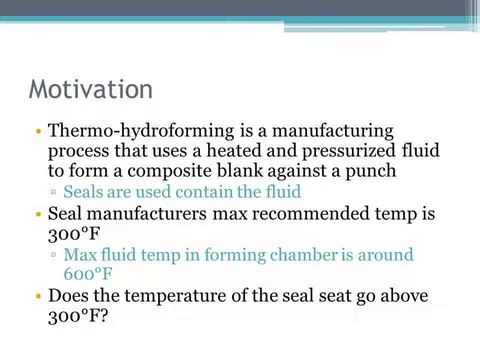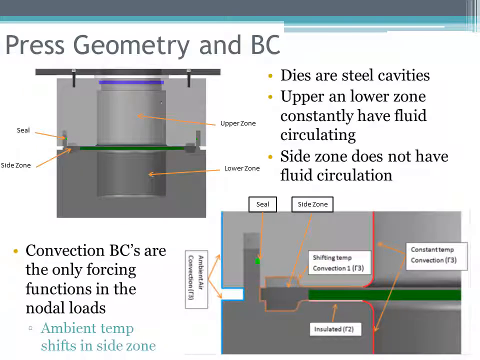Heat from the hot oil is conducted through the die and can heat the seal seat to elevated temperatures. The simulation was performed to see how long until the seal seats reach a critical temperature where the seals will begin to degrade. The dies are steel cavities that have constant temperature fluids circulating through the upper and lower zone. The side zone is isolated from the circulating fluid, therefore it has a lower convection coefficient and an ambient temperature that shifts with each time step.